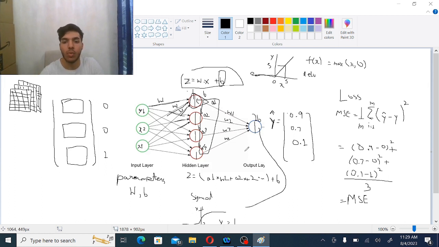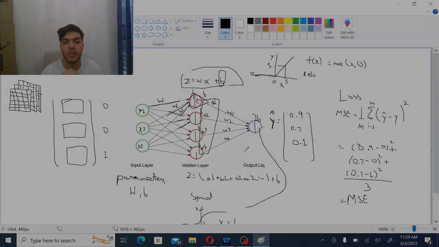Okay, and how does that work? How do we find these optimal values? This is where gradient descent comes into play. Gradient descent is an algorithm that helps us find these optimal values. Now let me explain how it works.